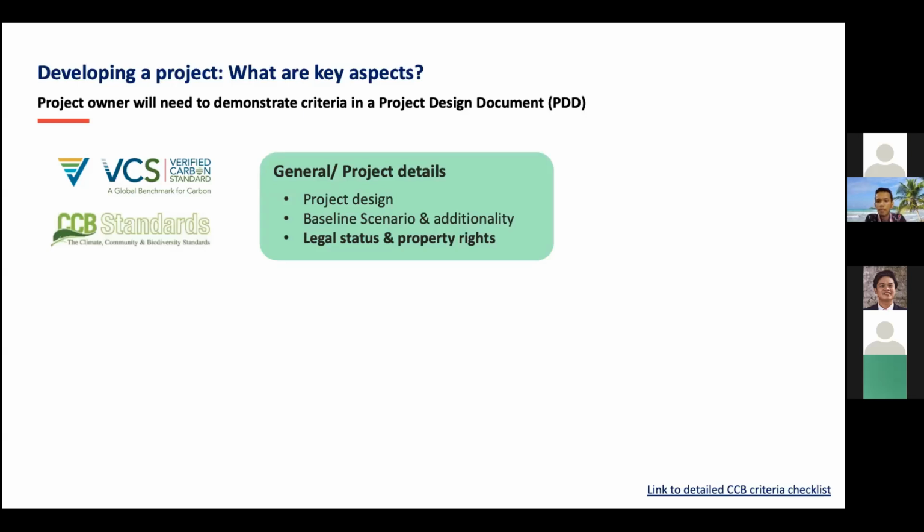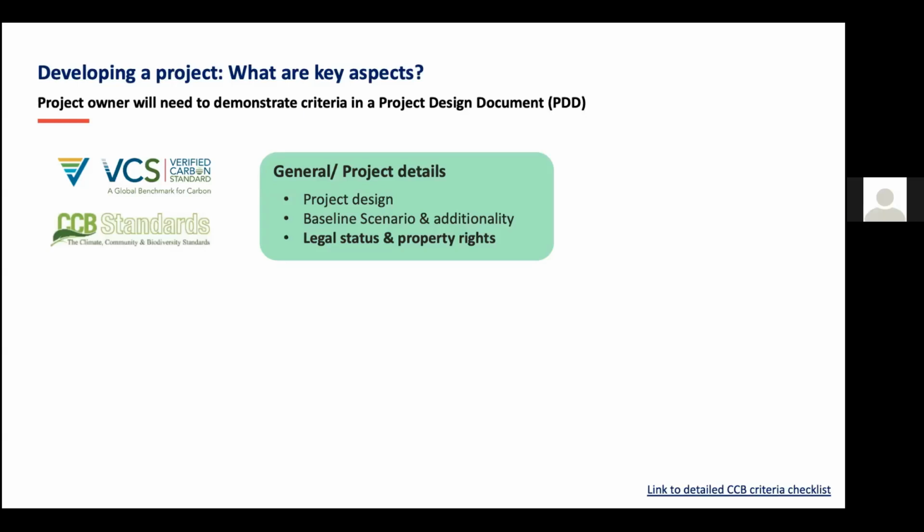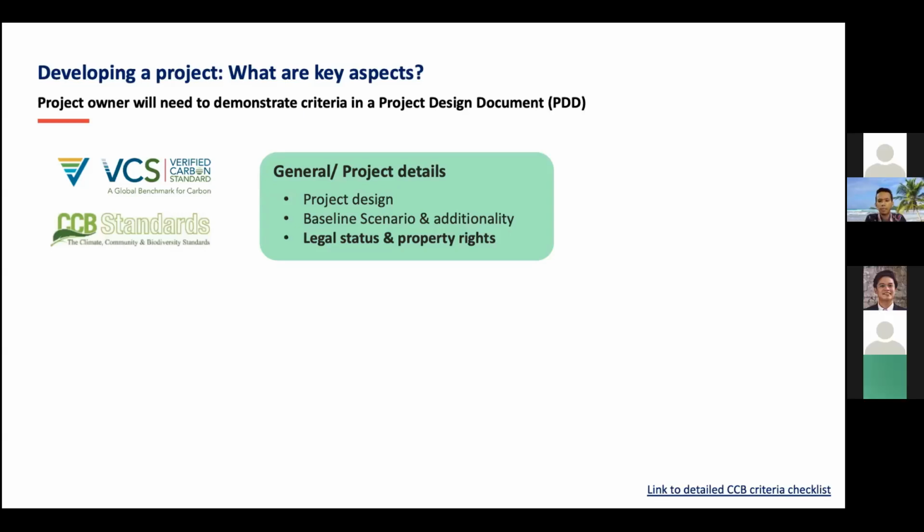So in this document, there's 4 main chapters. So general project details, you know, project design, reka bentuk dan plan project. What is the baseline scenario and justification for additionality or tambahan? Status undang-undang dan hak harta. So who owns the land? There needs to be proof as well.